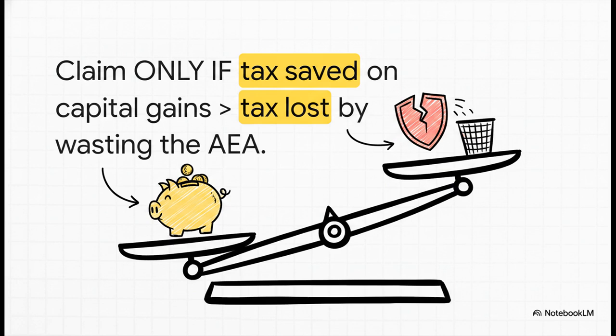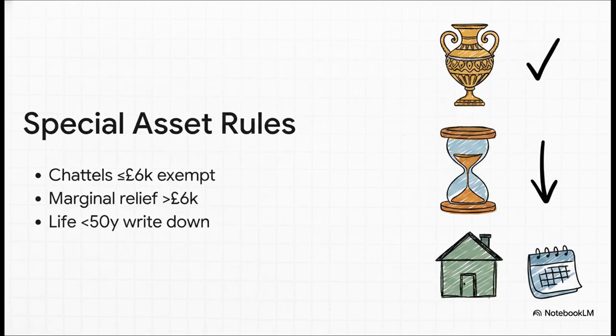You must carefully calculate the trade-off. Only claim this relief if the actual tax saved on the gains is strictly greater than the tax you lose by wasting the exemption. Rounding out our special rules for today, let's talk about chattels, which are basically tangible, movable property.